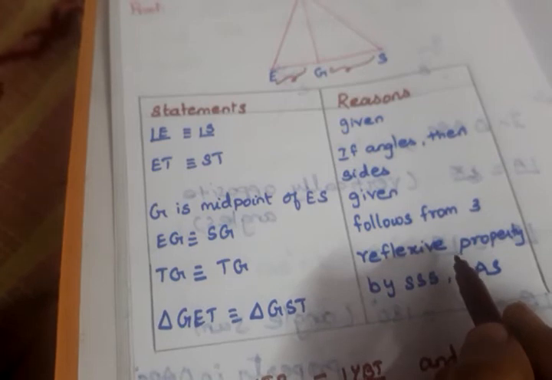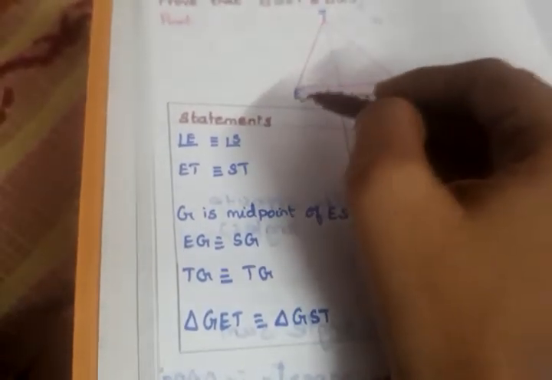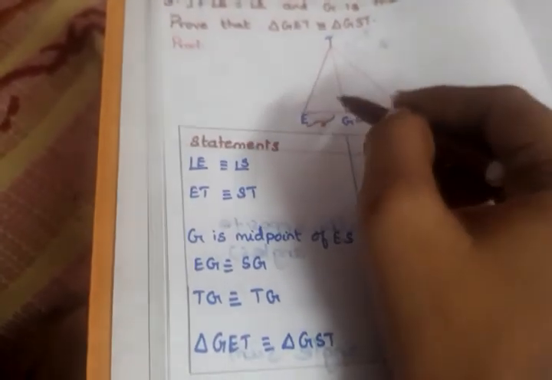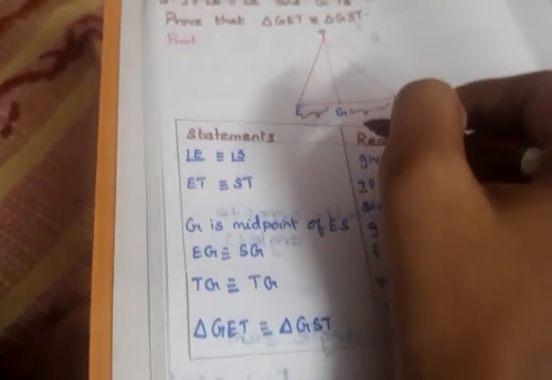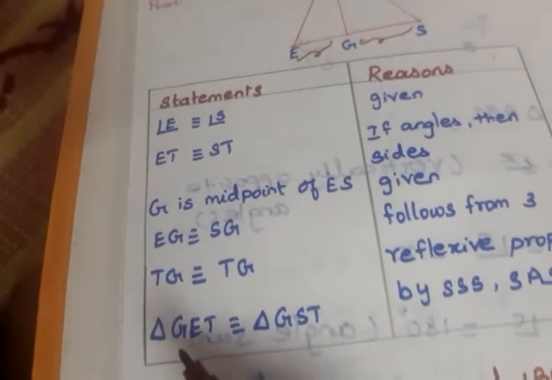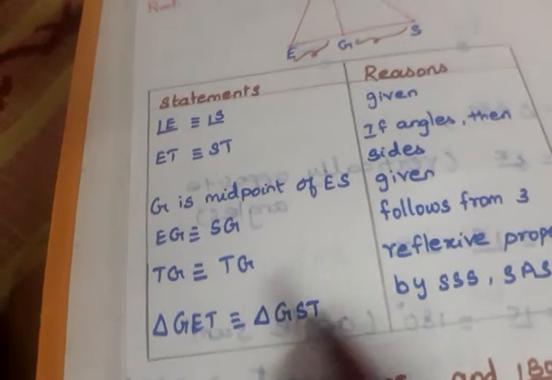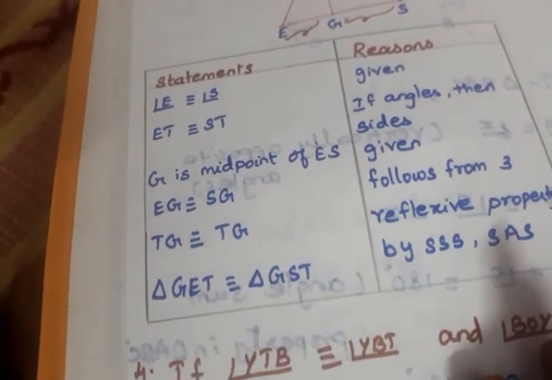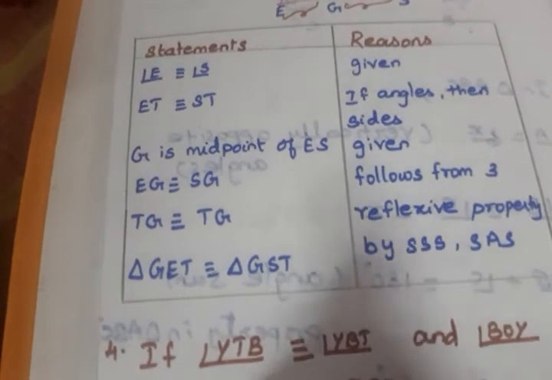So triangle ETG and GTS. Yes. So then GET and GST are equal. TG is a common side. So TG is congruent to TG, reflexive property. Triangle GET is congruent to triangle GST by the SSS theorem, and the SAS theorem also follows. Okay, do you understand? Yes.